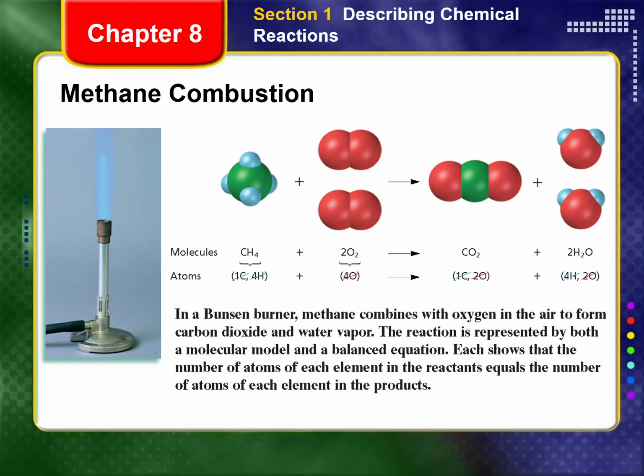This reaction is further illustrated in the figure on the screen here. In a Bunsen burner, methane combines with oxygen in the air to form carbon dioxide and water vapor. This reaction is represented by both a molecular model and a balanced equation. Each shows that the number of atoms of each element in the reactants equals the number of atoms of each element in the products.